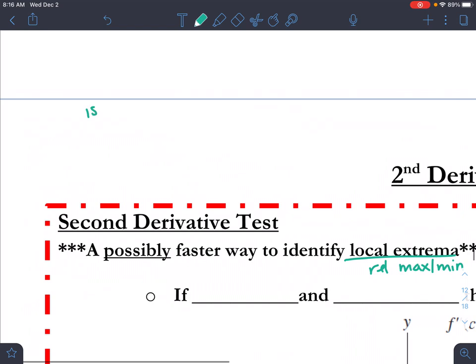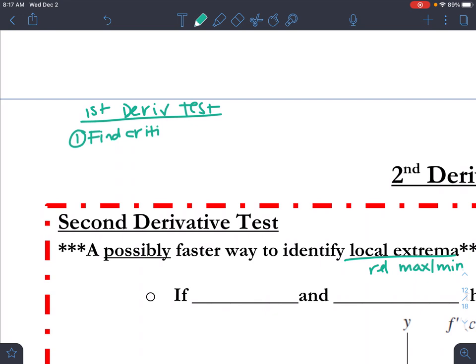So to refresh your mind, what is the first derivative test? This is how you typically found local max and min. Number one, you would find the critical numbers. Critical numbers are, remember, when f prime is equal to 0 or when f prime doesn't exist.